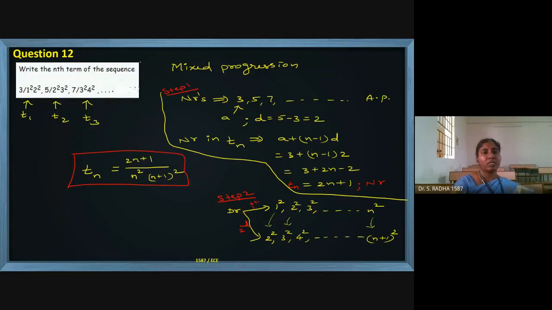Okay, the given question is a mixed progression model. So finally, step 3, we are forming the nth term of the mixed progression. Step 1, numerator analysis. Step 2, denominator analysis, first factor, second factor. Then we are finalizing the nth term in the given mixed progression.